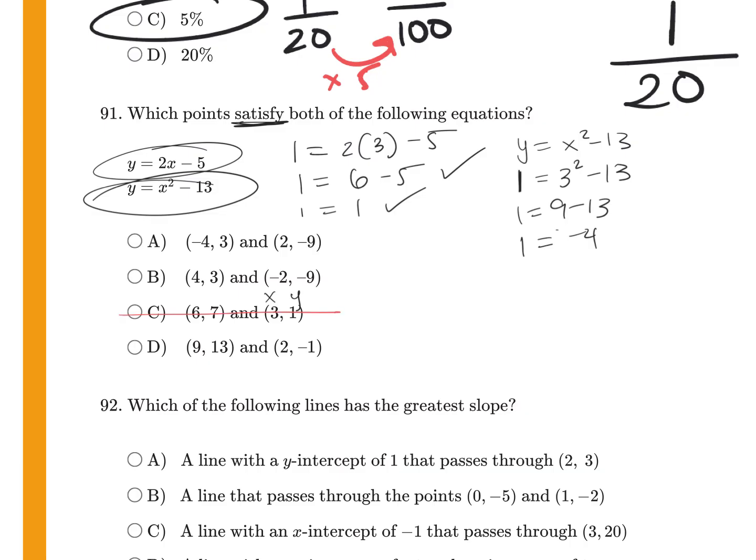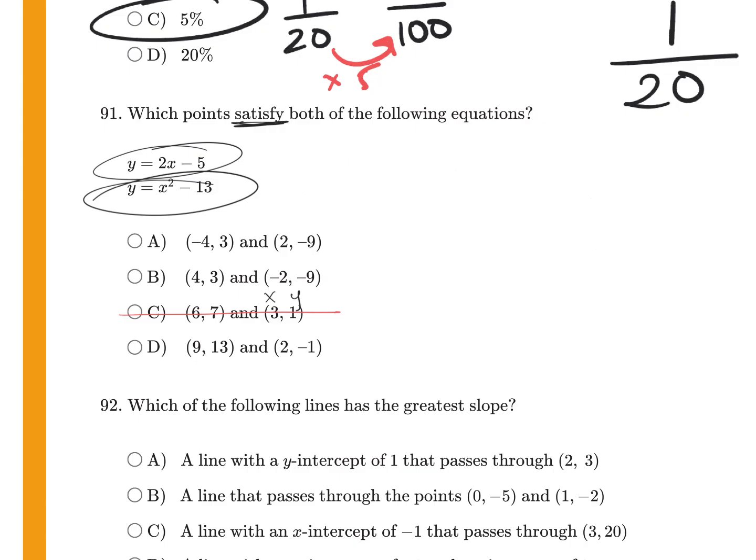Okay, let's try B. So I'm going to try 4, 3. See if that works. I'm going to make x equal to 4 and y equal to 3. Let's try the top equation. 3 equals 2 times 4 minus 5. That's 3 equals 8 minus 5, which is 3. That works. Let's try the other one. y equals x squared minus 13. Let's plug in 3 for y, 4 for x.